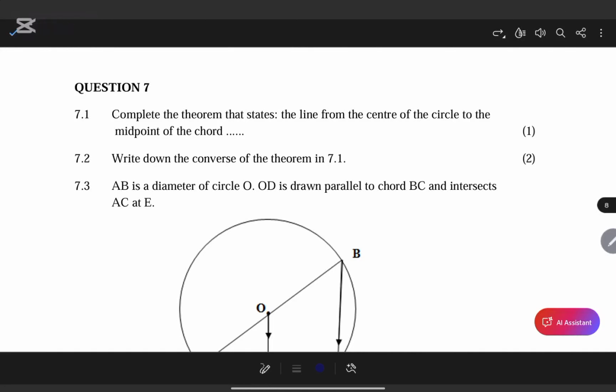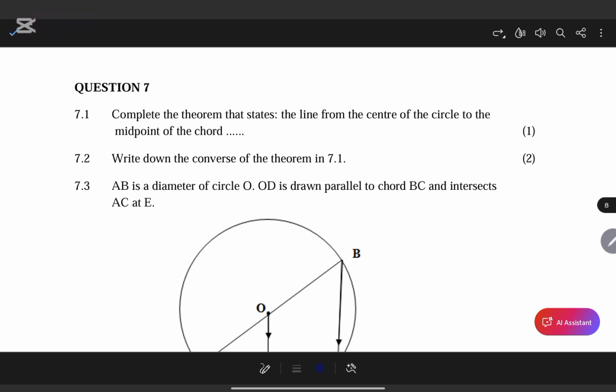Let us go through our formative test together. Now, our formative test starts with question 7. It was picked from one of the previous exams. Question 7.1, the examiner asked you to complete the line of the first theorem.